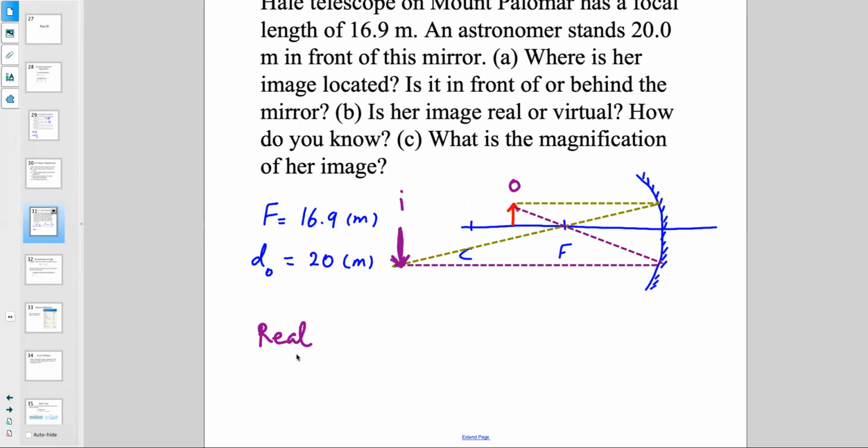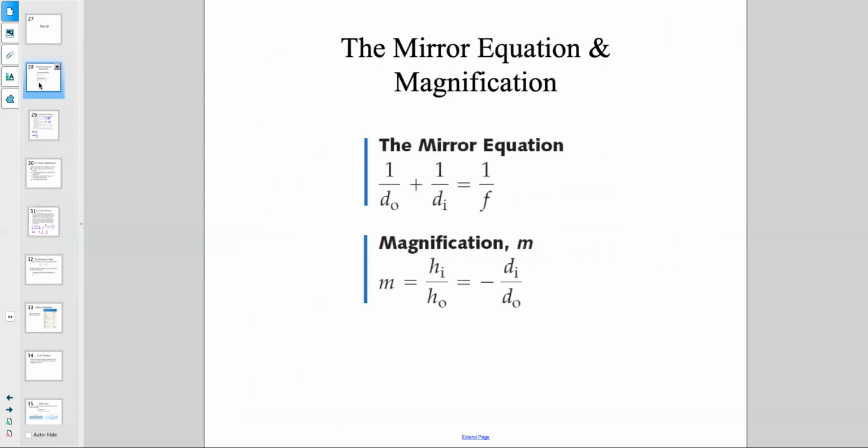Is our image real or virtual? It is real because it is outside of the mirror. And what is the magnification of her image? In order to find the magnification M, we either know the height of the image and divide it by the height of the object, or it is the negative of di over do, right?